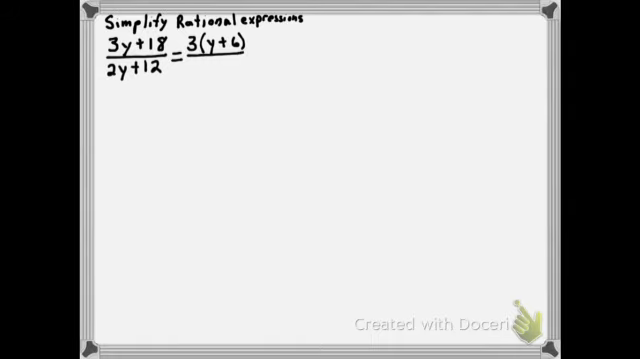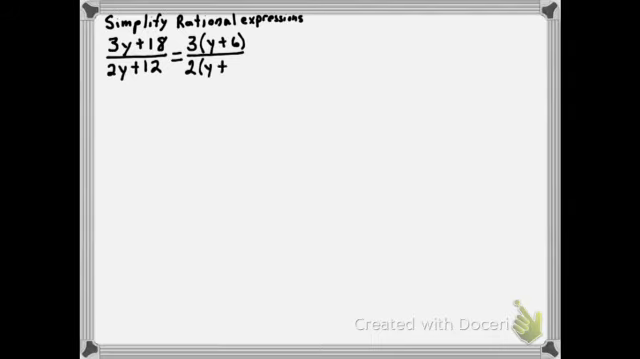On the bottom, there's a greatest common factor of 2. And so we're going to do the same thing. We're going to factor out a 2. And when we divide it out of both of those terms, we're going to end up with y plus 6. Again, just dividing the 2 out of each of the terms, the 2y and the 12.